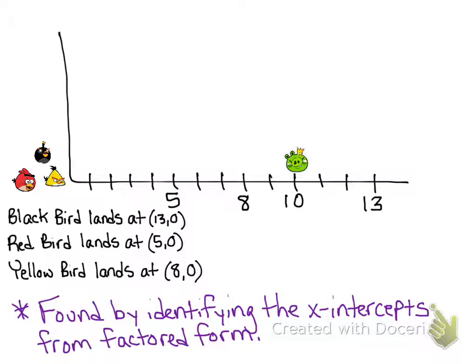If we move the blackbird first, so start him at (0, 0), and then he would follow his flight path all the way to his other x-intercept at (13, 0). That's behind pig king, so pig king would move forward 4 spaces.